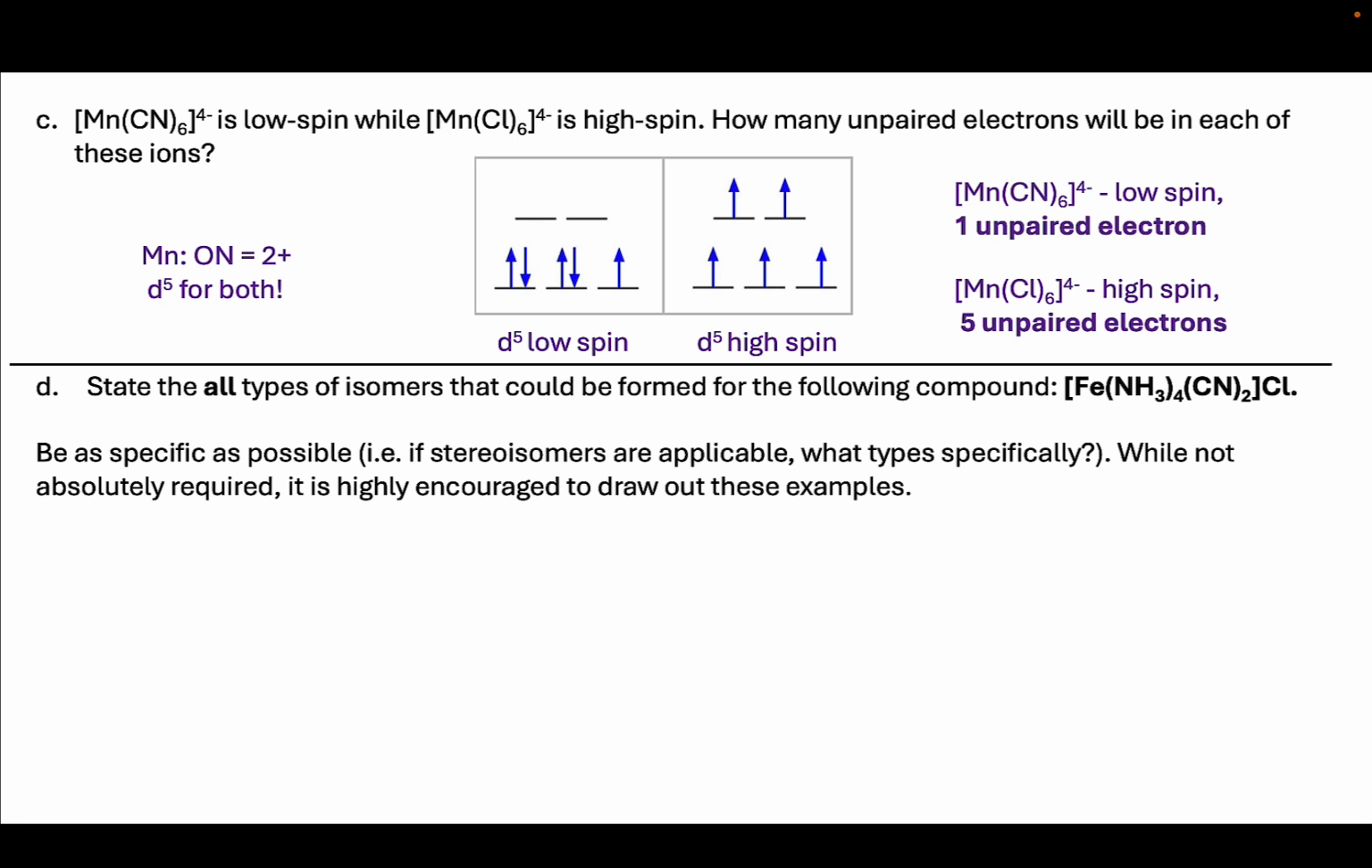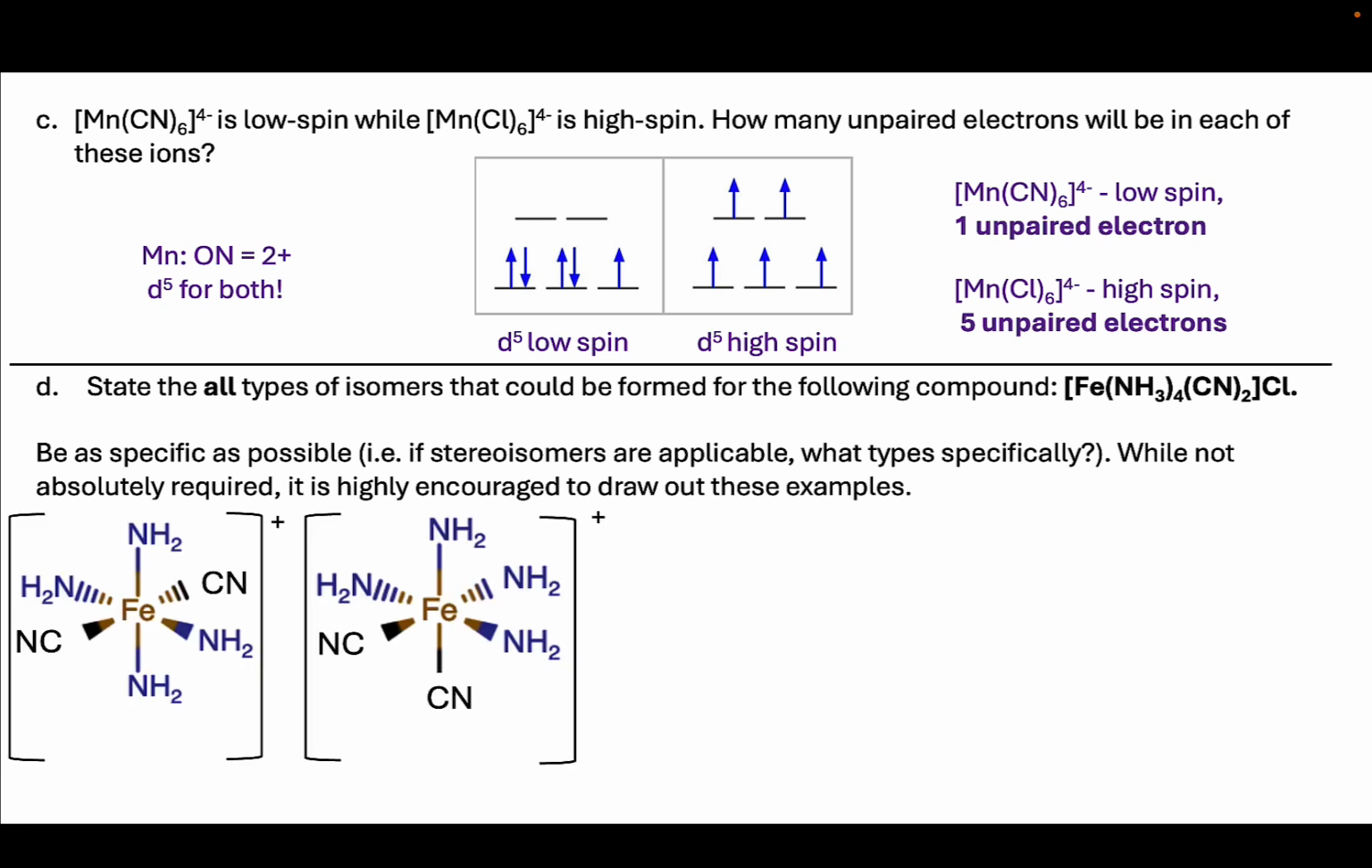So remember that isomers are structures that have different connections of their atoms, right? The atoms that are here, we have them arranged in some different way. And so there are a few different types of isomers that we've studied as part of this course. And so I think the best way to approach this is just to start drawing things out. And so if we draw out just the complex ion, we might have these two structures.